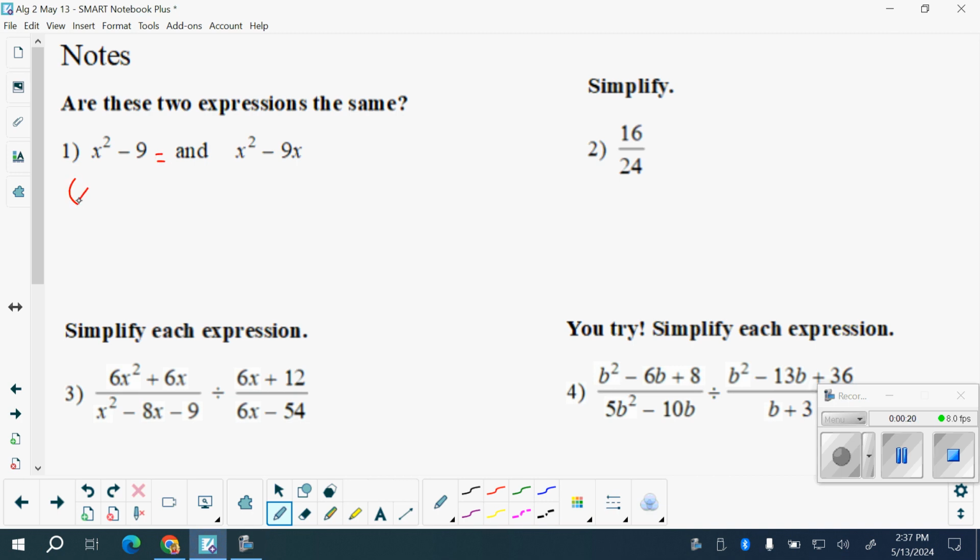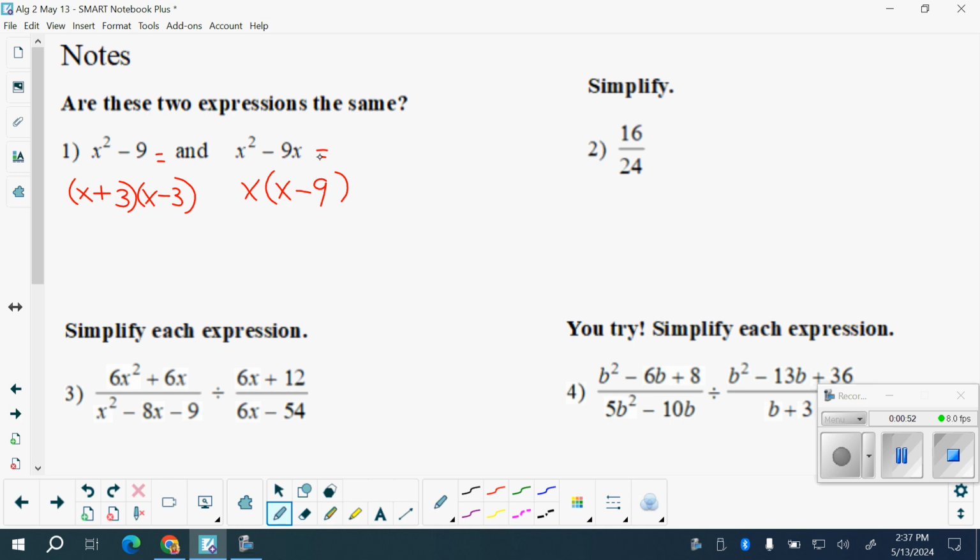Yes, this factors to x plus 3 times x minus 3. So what I got a number of times was people factoring this one like that. This has an x on the end of it. So how do we factor this one when it's an x on the end of the 9? Factor out an x. So this becomes x times x minus 9. Does that make sense? See the difference there?